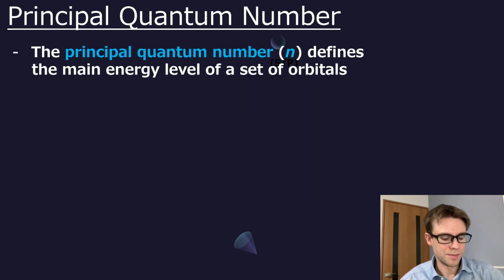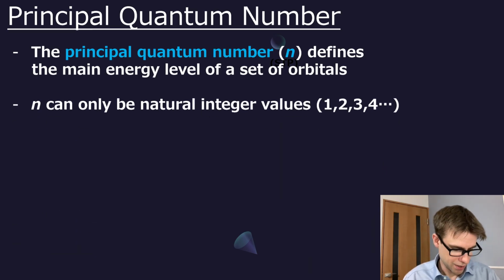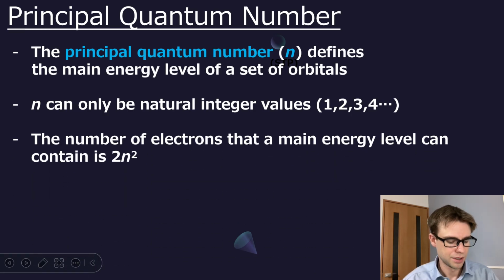This defines the main energy level of a set of orbitals. Orbitals represent spaces where electrons can be, are likely to be, based on Schrödinger's model of the atom. This n number, the principal quantum number, can only be integer values, 1 or 2 or 3 or 4, all the way up to infinity, but cannot be things in between that, cannot be negative, cannot be 0.